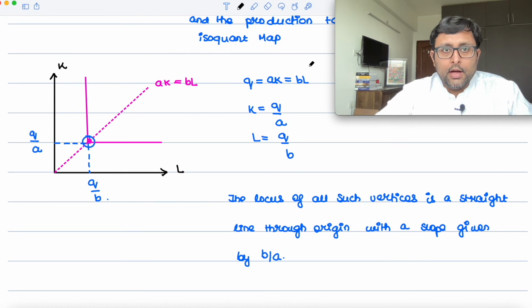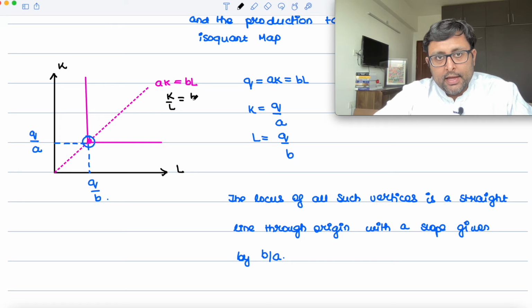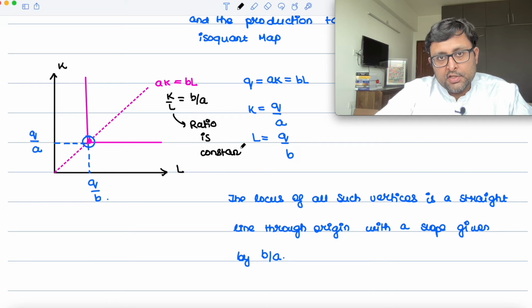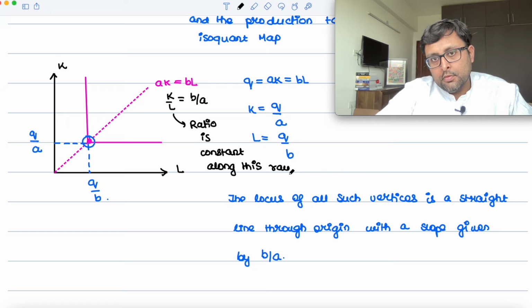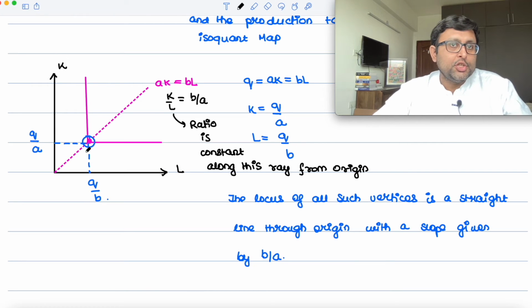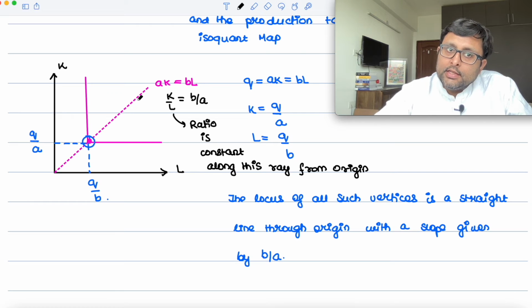So along this ray from the origin, if you look at what your K by L ratio is, that is B by A. So this K by L ratio is constant along this ray from origin. That's true. And if you have a production function like this, then you will be only operating at these vertices only.